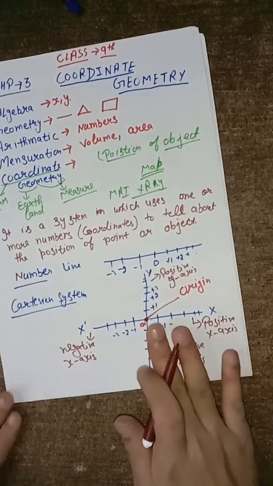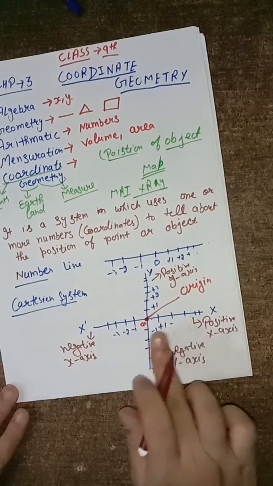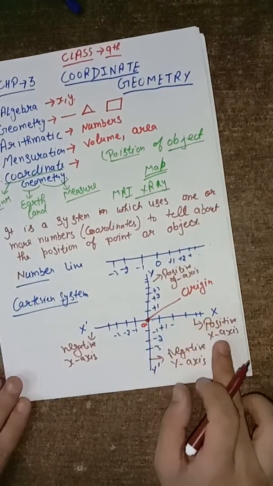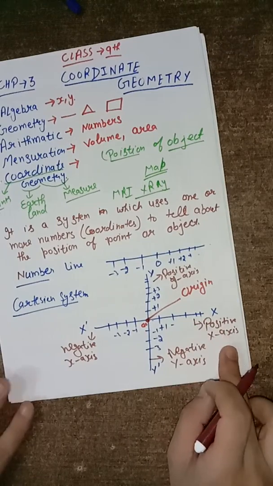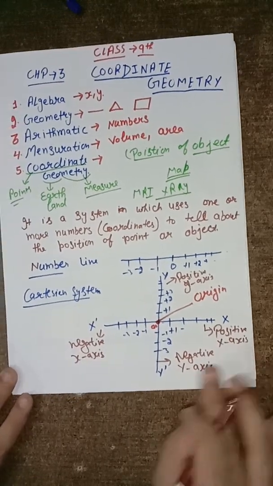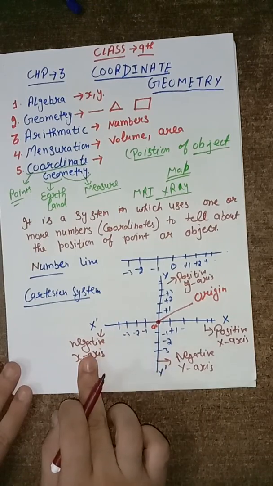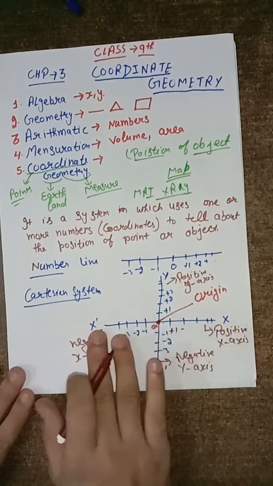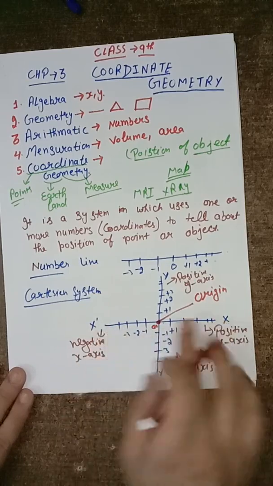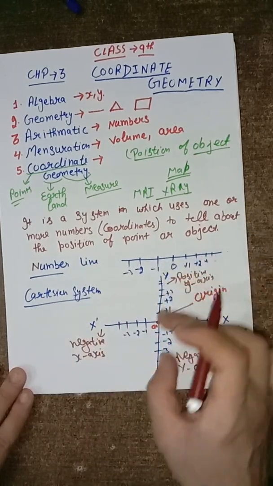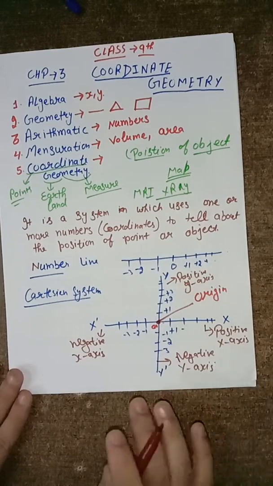I'm repeating, on the right side of origin, x-axis is positive and it's called positive x-axis, and on the left side this is negative, so it is called negative x-axis. And on the top of this origin, means above the x-axis, what is the portion? Positive y-axis, and below the origin this is negative y-axis.